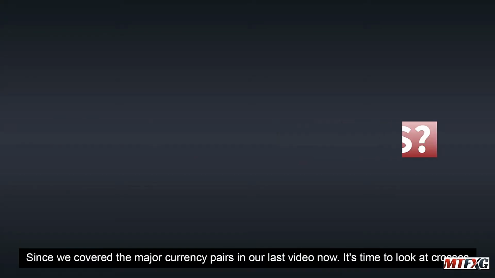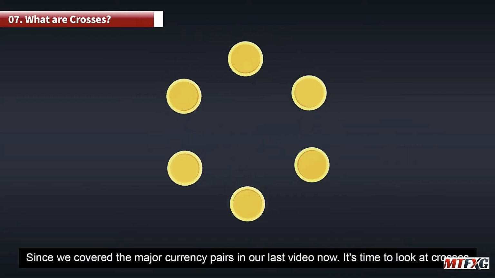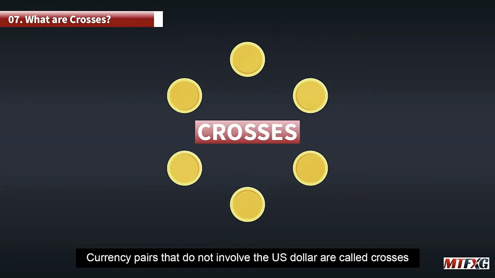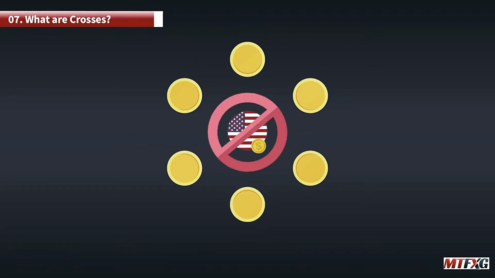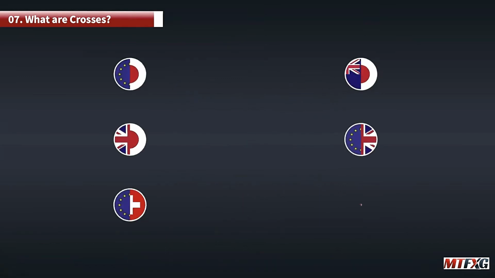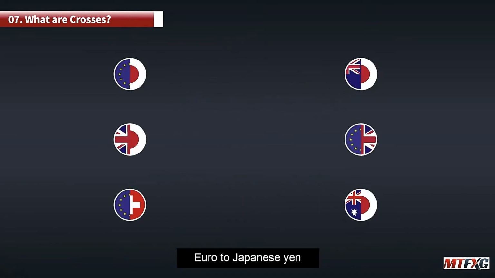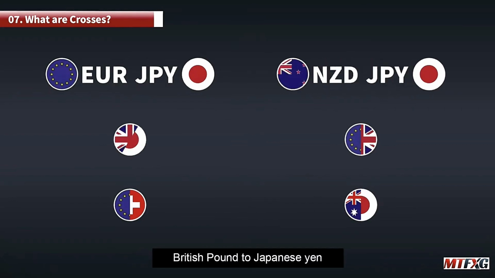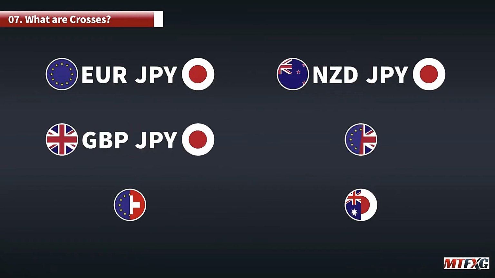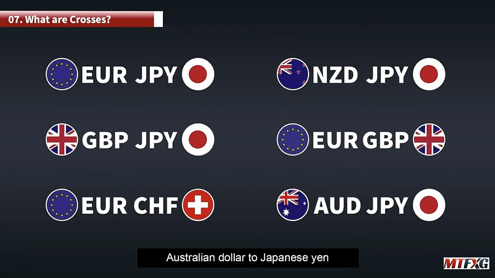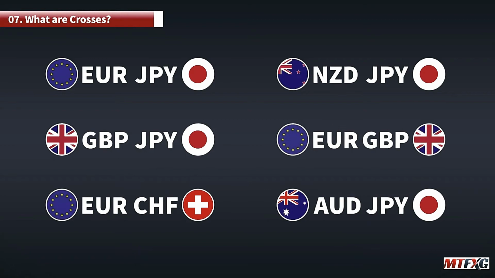Since we covered the major currency pairs in our last video, now it's time to look at crosses. Currency pairs that do not involve the US dollar are called crosses. Some of the most actively traded crosses are Euro to Japanese yen, New Zealand dollar to Japanese yen, British pound to Japanese yen, Euro to British pound, Euro to Swiss franc, Australian dollar to Japanese yen.